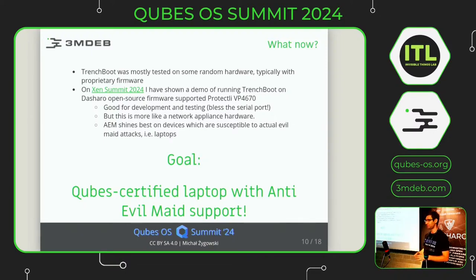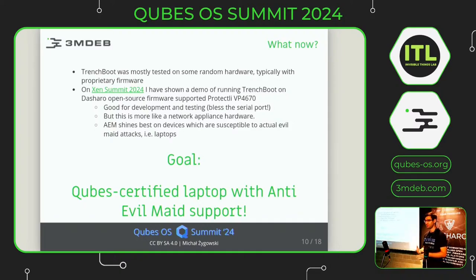So as a preparatory step for getting it working on open source firmware, I have presented a demonstration of running this TrenchBoot Anti Evil Maid on the Dasharo open source firmware supported PC Engines network appliance device. It was at Xen Summit this year. If somebody was there with me, then they probably saw.